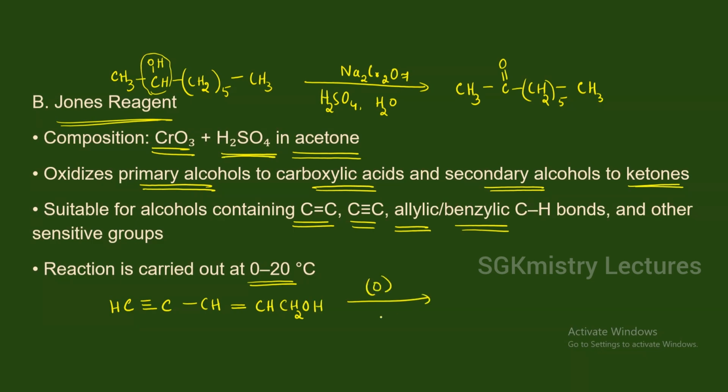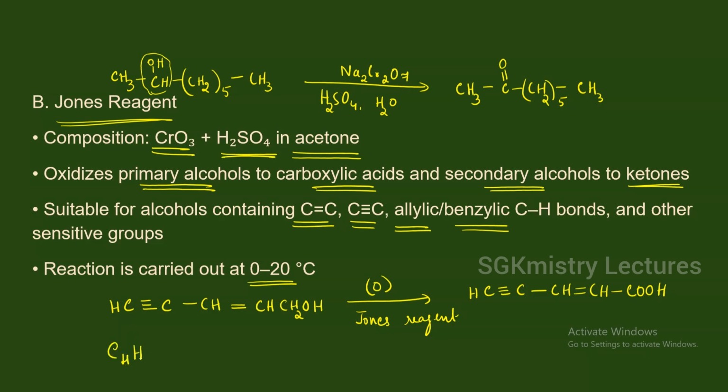So in the presence of oxygen, that is because of the Jones reagent, all these sensitive groups will remain as such, only the alcohol group will be oxidized. So CH triple bond C, CH double bond CH. Now here we have this CH2OH will be converted to COOH, because it is a primary alcohol, it will be oxidized to acids.